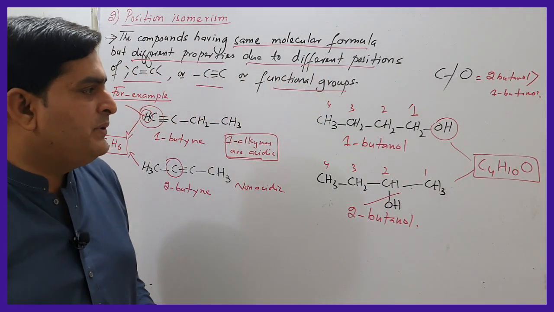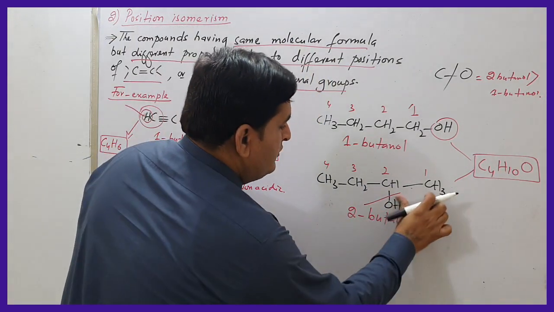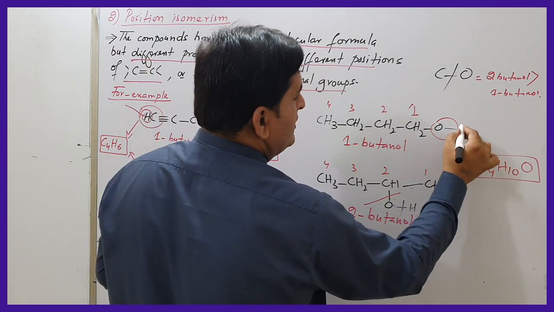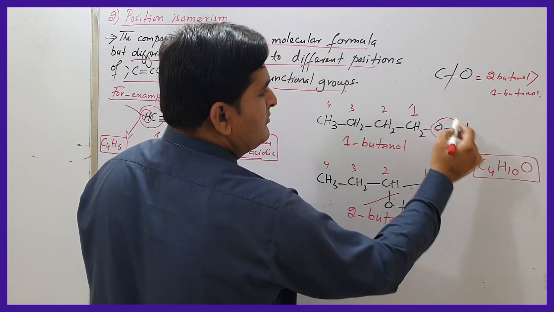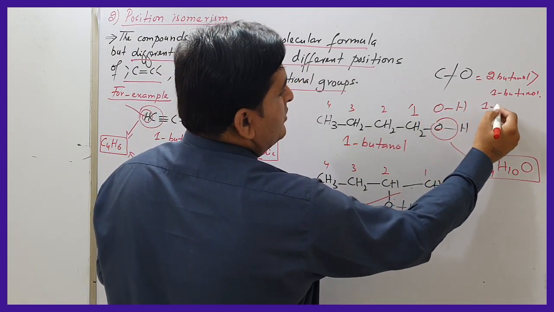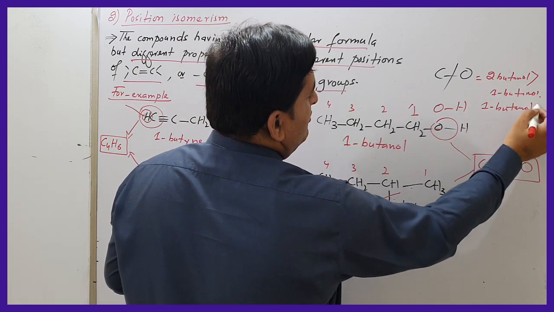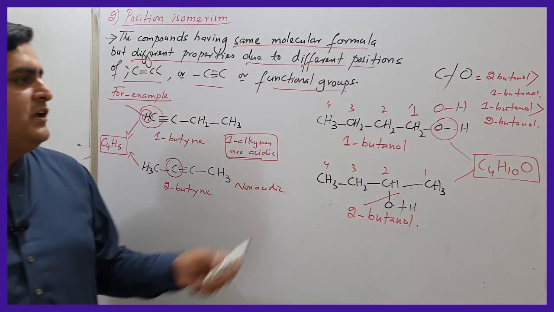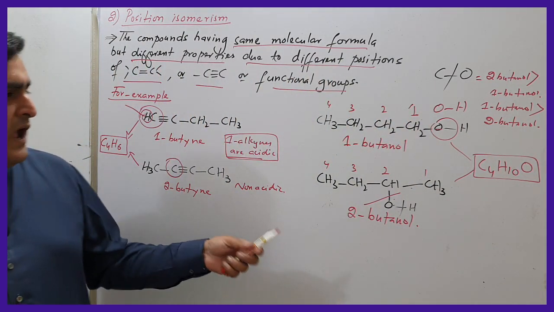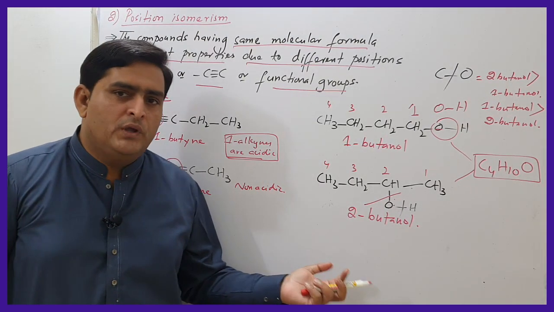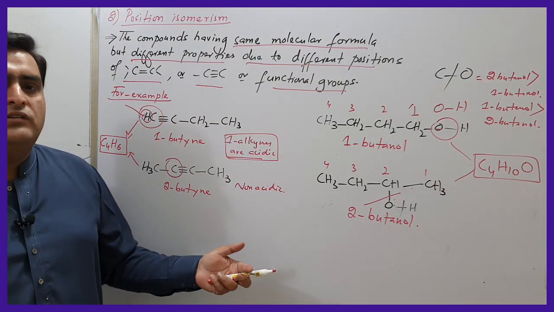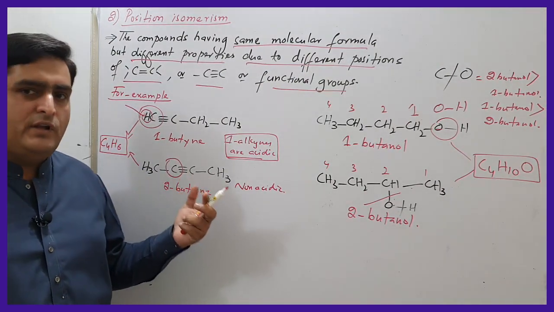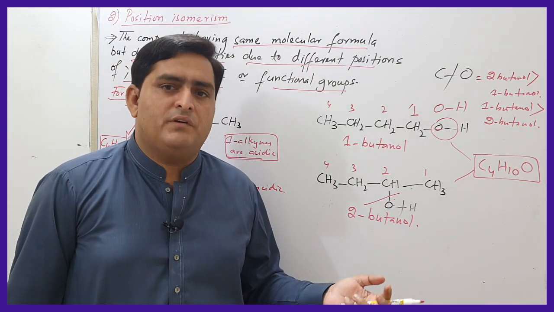Similarly, the second possibility is that instead of the carbon-oxygen bond, the oxygen-hydrogen bond breaks. When the oxygen-hydrogen bond breaks, 1-butanol is more reactive than 2-butanol. So these are the differences in their properties. They are the same compounds, they have the same molecular formula, the same functional group, still they have different properties, and these are due to different positions of their double bond, triple bond, or functional groups.